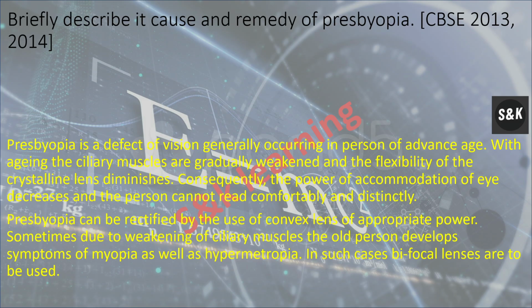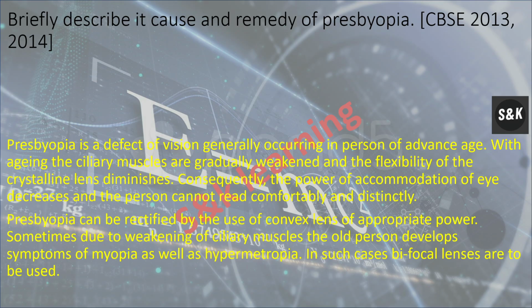Briefly describe the cause and remedy of presbyopia. Presbyopia is a defect of vision generally occurring in a person of advanced age. With aging, the ciliary muscles are gradually weakened and the flexibility of the crystalline lens diminishes. Consequently, the power of accommodation of the eye decreases and the person cannot read comfortably and distinctly.